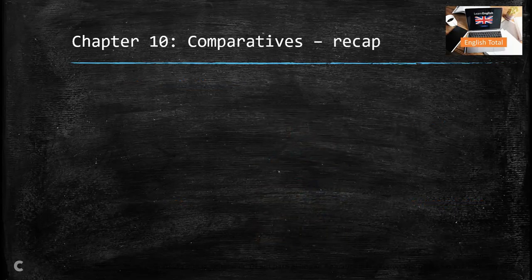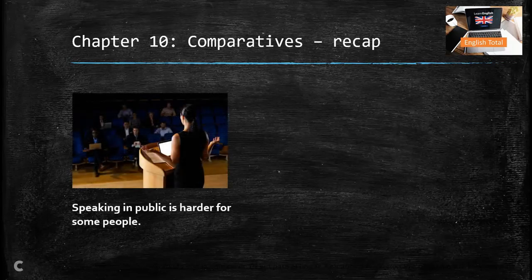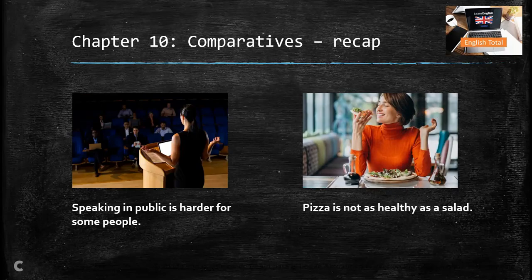As you have learned today, you can use comparative adjectives to compare things in general. To say that speaking in public is harder for some people, for example. You can also use other structures to say that one thing is the same as another one, or not. To say that pizza is not as healthy as a salad, for instance. So now you have another tool to use in conversation.